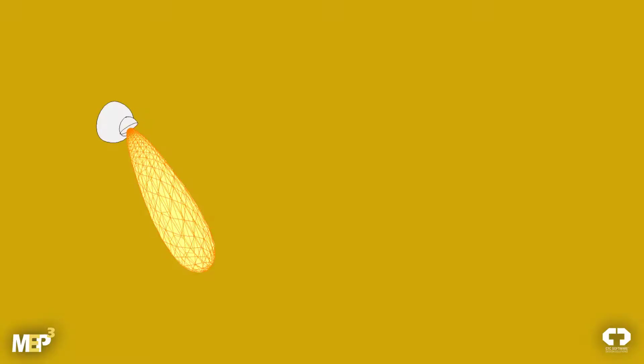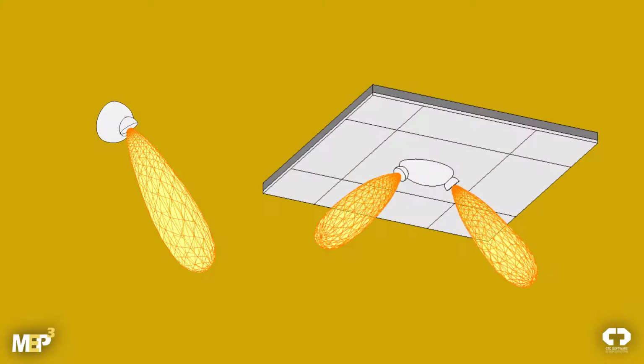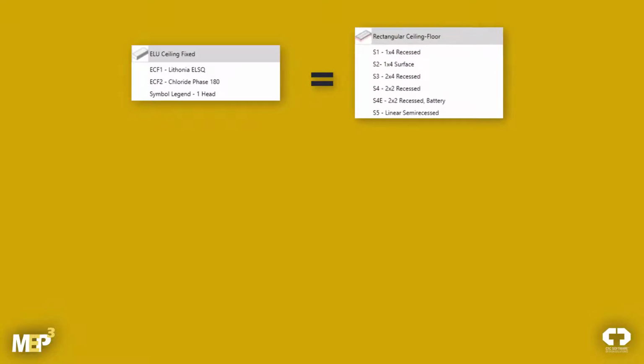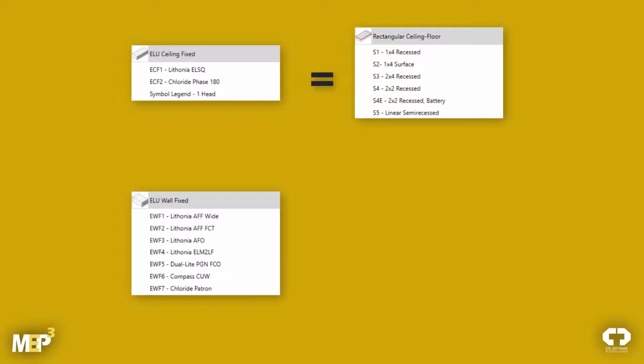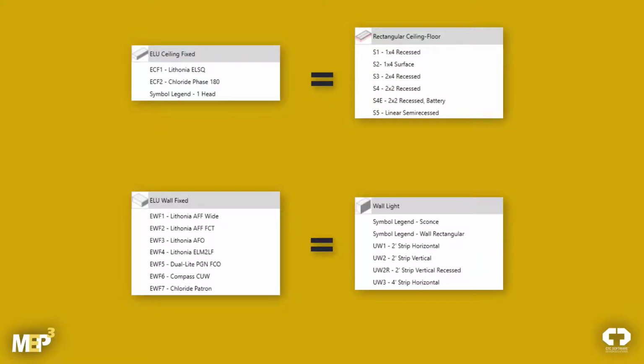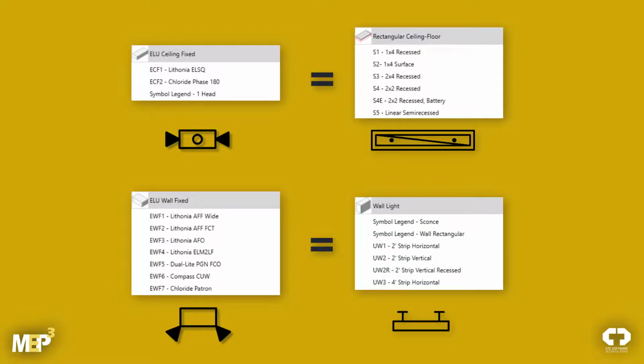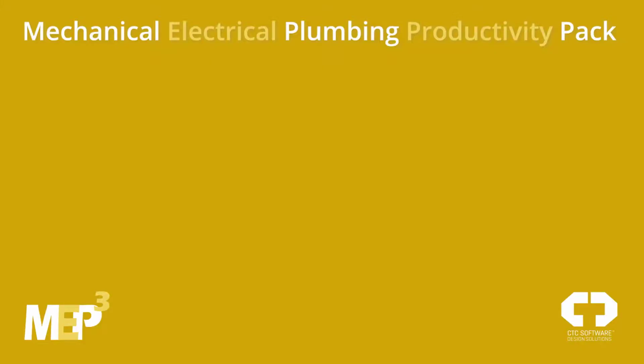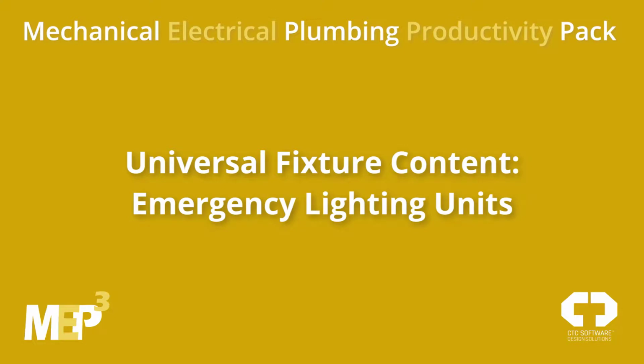The single head ELU families work the same as the dual head, minus 1 head, and the ceiling adjustable ELUs work the same as the wall, except mounted to the ceiling. The family ELU ceiling fixed is identical to the family rectangular ceiling fixture, and the ELU wall fixed is identical to the wall light family, except the ELU families have an ELU symbol instead of the ceiling and wall light symbols. Now you know how to use CTC's MEP Productivity Pack's Universal Emergency Lighting Units.